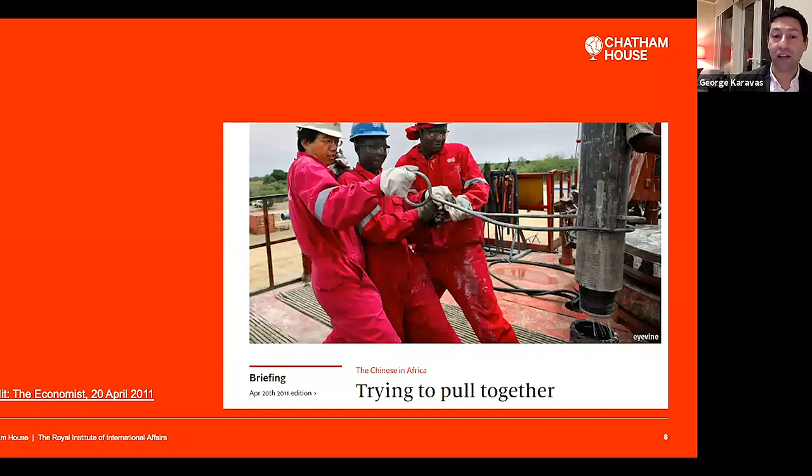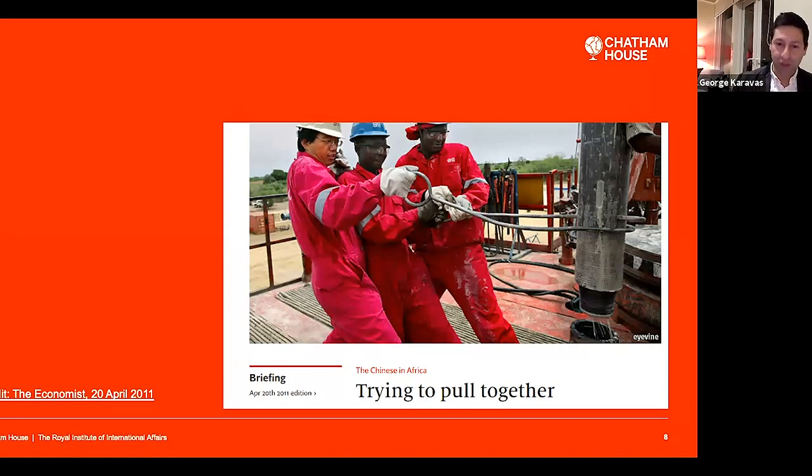Another way that China is differentiated and that speaks to this opposition is the representation of China's self-interest and its mercantilism. In contrast to that, the West is often represented as benevolent or humanitarian. And I think the oil company in this picture here really represents China's mercantilism and self-interest quite well.